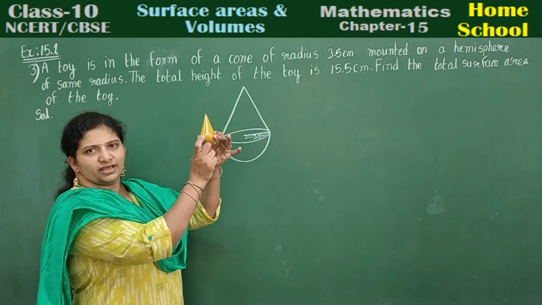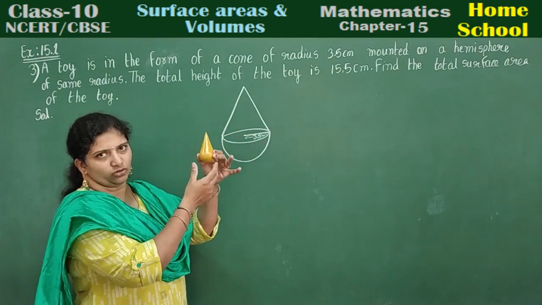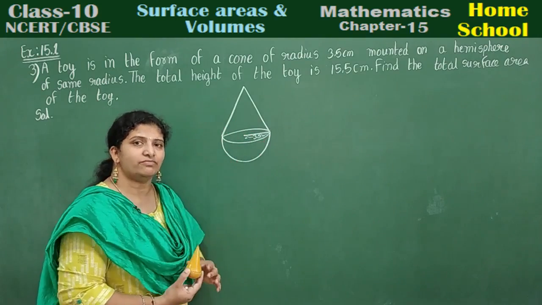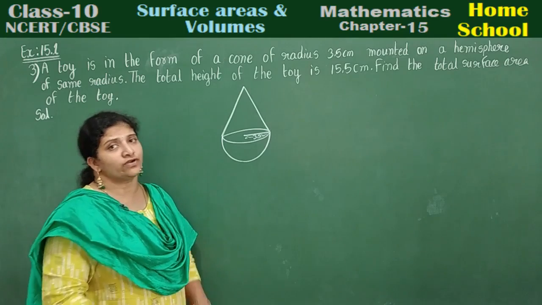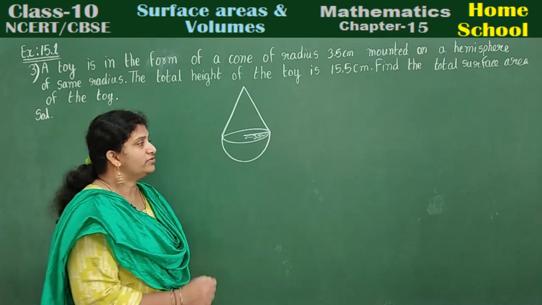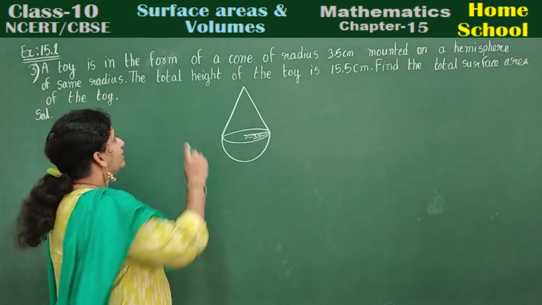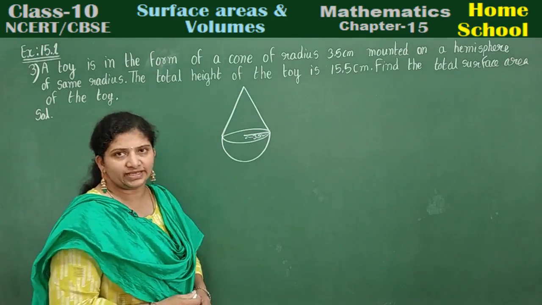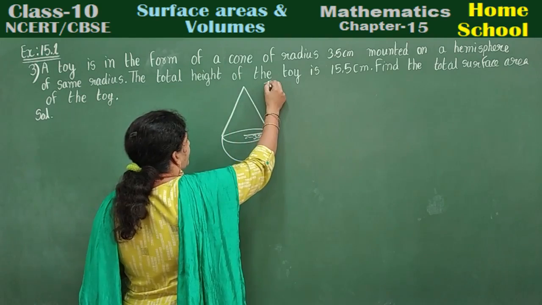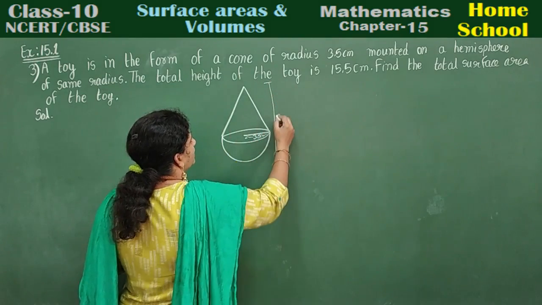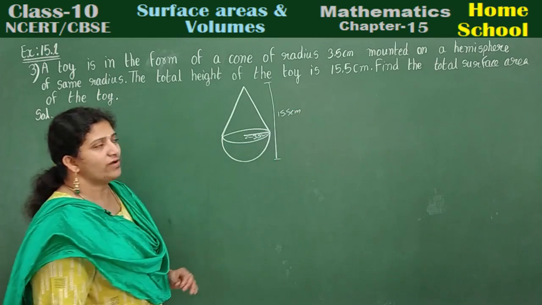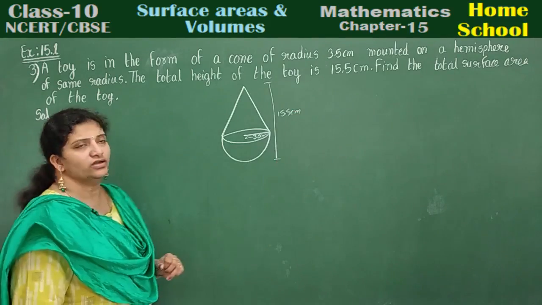Look here, children. Hemisphere and a cone. Cone is mounted on a hemisphere having the same radius. What is the radius? Radius of a cone is 3.5 centimeters and radius of a hemisphere is also 3.5 centimeters. The total height of the toy is 15.5 centimeters. Total height means from here to here. How much? 15.5 centimeters. Find the total surface area of the toy.